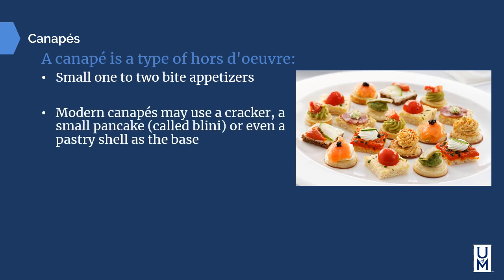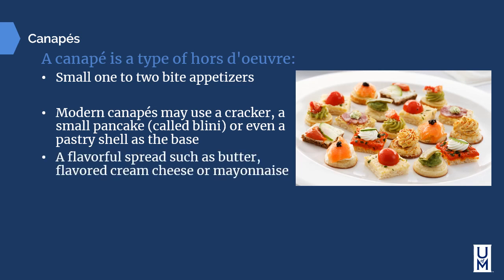Modern canapes may use a cracker or a small pancake called a blini, or even a pastry shell as the base, as opposed to just simply bread. Some canapes I've actually seen done with a roasted potato as a base. A flavorful spread such as butter or flavored cream cheese or mayonnaise is added to it, and this is used to prevent the moisture of the ingredients on the canape from making the bread soggy, because sometimes they're going to be sitting for a little bit of time until they're passed around.